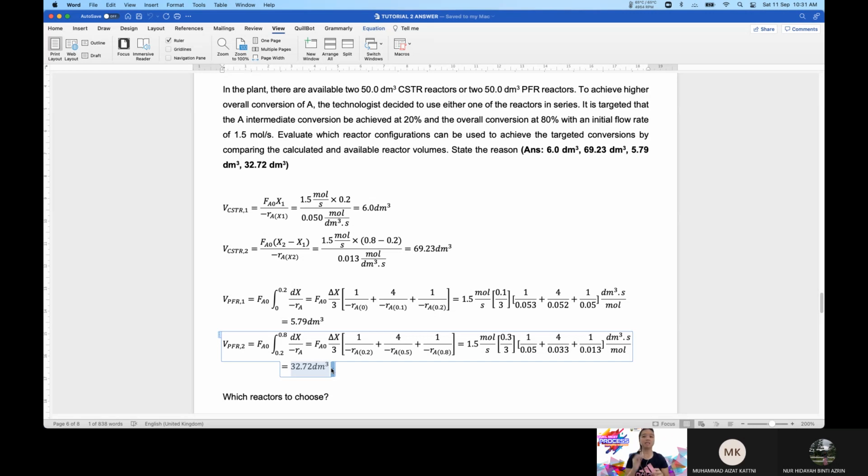Okay, tapi tak semestinya itu mengatakan bahawa PFR tu lebih baik. Sebab again, kamu kena tengok the reaction itself, the nature itself. So, the selection of reactor, volume is one of the consideration, but it is not the only consideration. There are certain reactions where it's better to be run in a PFR, or certain reactions are better to be run in CSTR, so on and so forth. Okay, so I've completed the question.